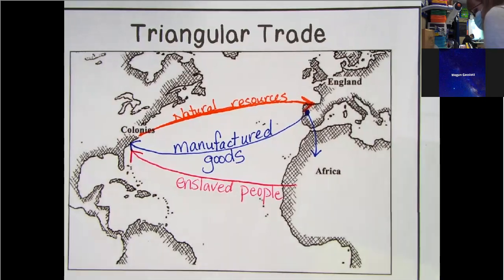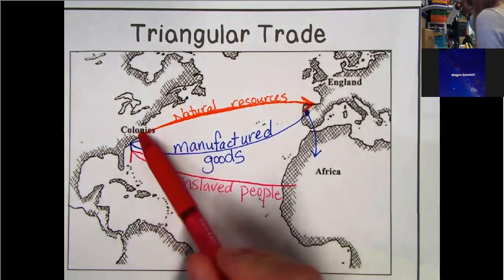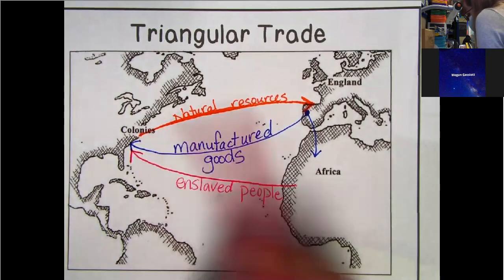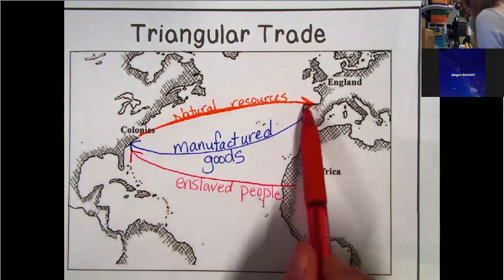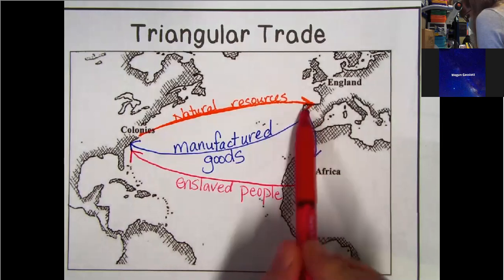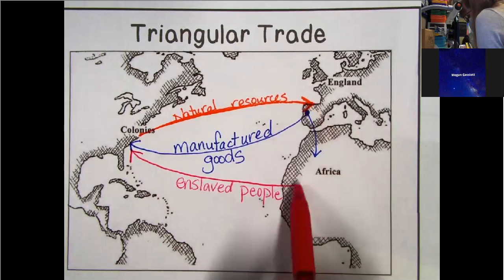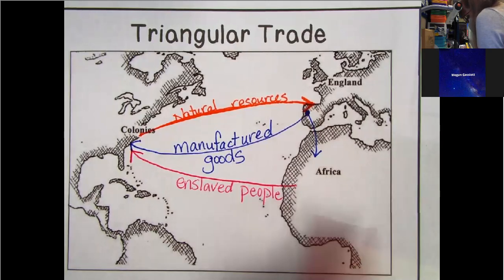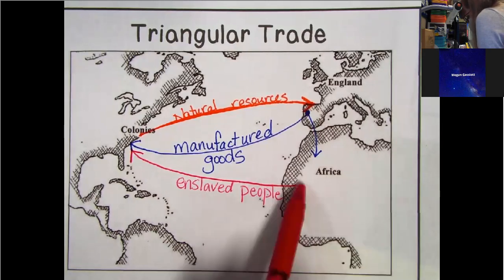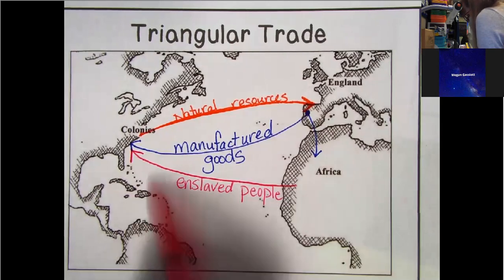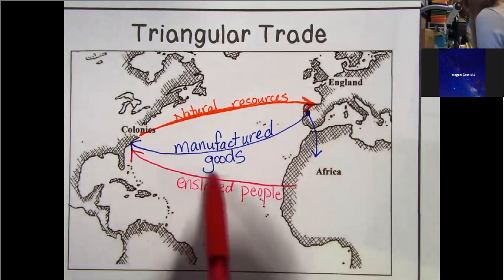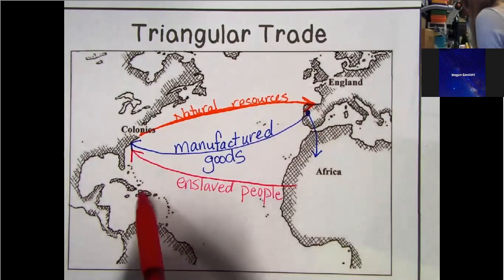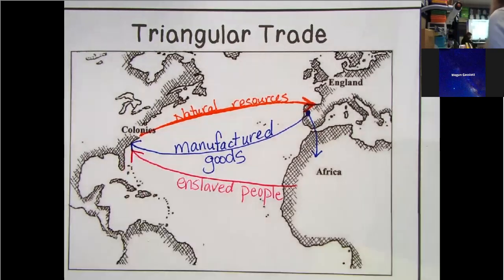So what you're supposed to get out of this is natural resources went from the colonies to England. Manufactured resources went from England to the colonies and to Africa. And enslaved people went from Africa to the colonies. They actually also went from Africa to, and this wasn't part of the triangle, the Caribbean, and the Caribbean to the colonies too. Okay.